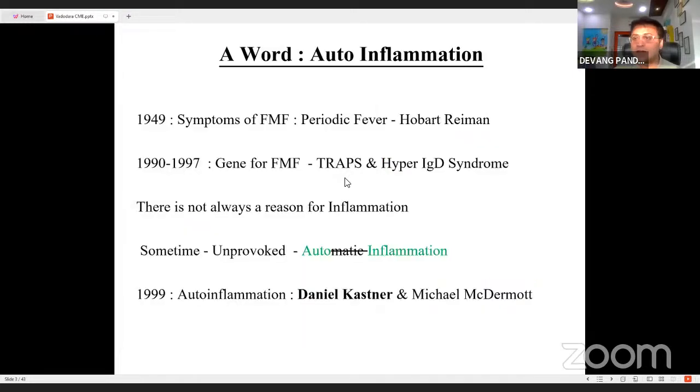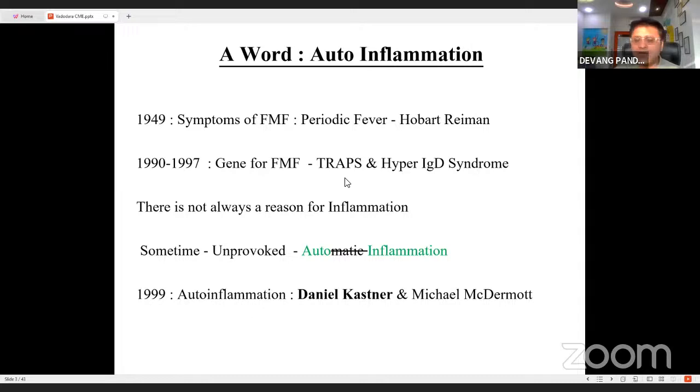First, let us see where the word autoinflammation arrived from. In 1949, the symptoms of FMF, familial Mediterranean fever, were called a periodic fever by Professor Hobart. Then, between 1990 and 1997, genes were identified for 3 autoinflammatory diseases, formerly known as periodic fever syndromes: FMF, TRAPS, and hyper IgD syndrome, which we will see in the subsequent presentation.